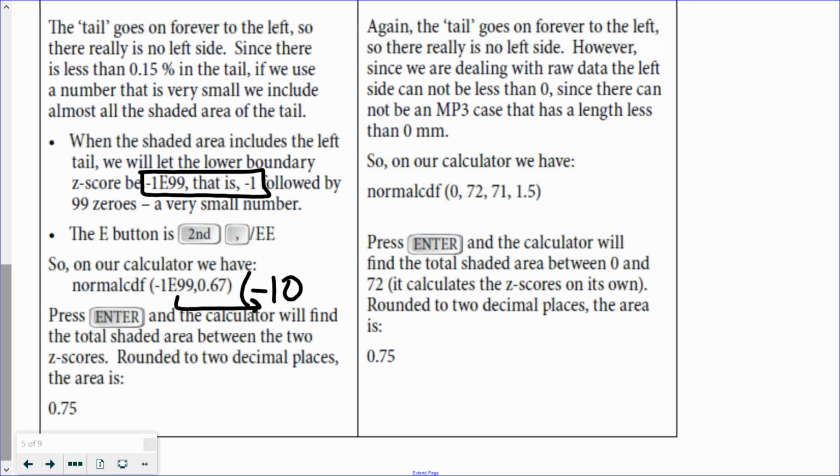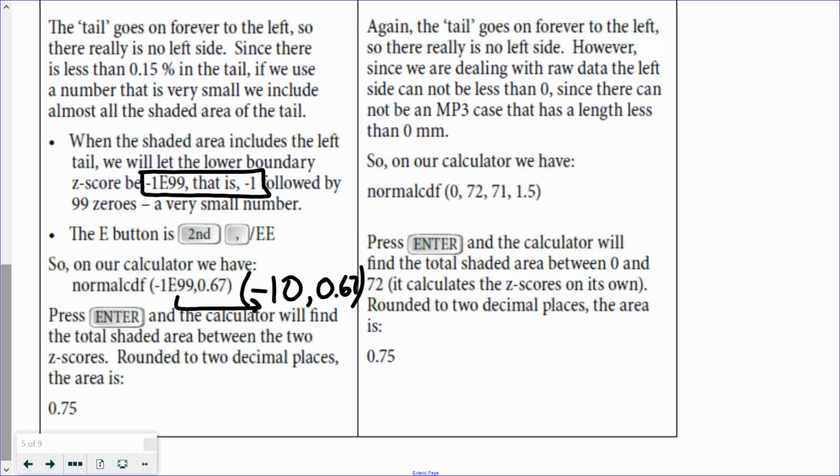So your calculator should say normal CDF. I'm just going to put -10, and then you put a comma. So the comma is just above the 7 on the TIs. So -10, comma. And then the z-score of our right boundary is 0.67. This is for the question that we had previously. Remember, we calculated out the z-score of that right boundary at 72 millimeters. Oh, 72. And then you got to close your bracket. Oh, I put in 72 instead of 0.67.